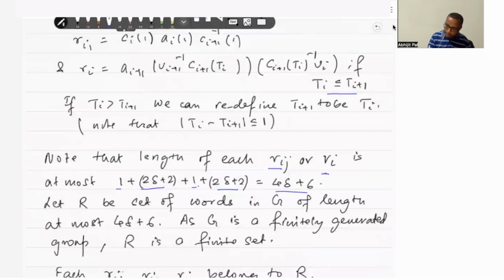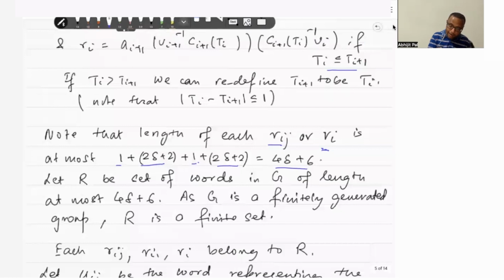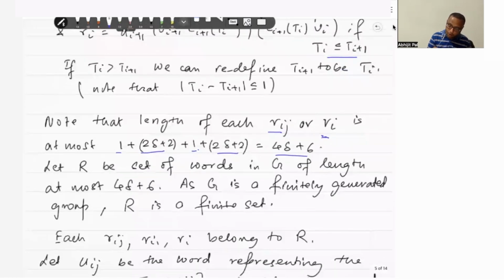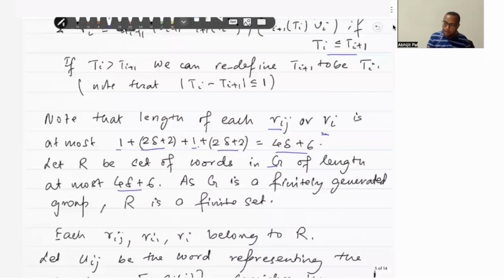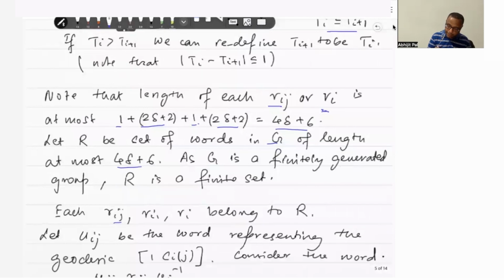Similarly, you can prove that the length of this Ri, which appears at the end, will also be at most 4 delta plus 6. Now let us take this R to be the set of words in G of length at most 4 delta plus 6. Now because this group G is finitely generated, this R is a finite set. And each of these Rij, Ri1, and Ri belongs to the set R.